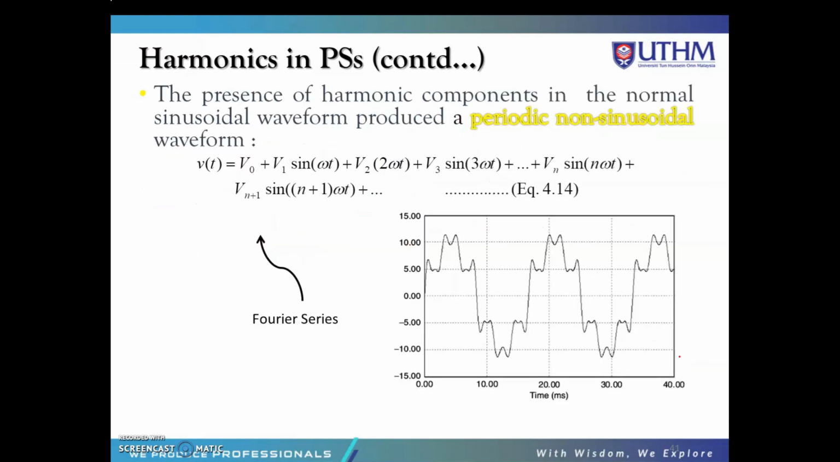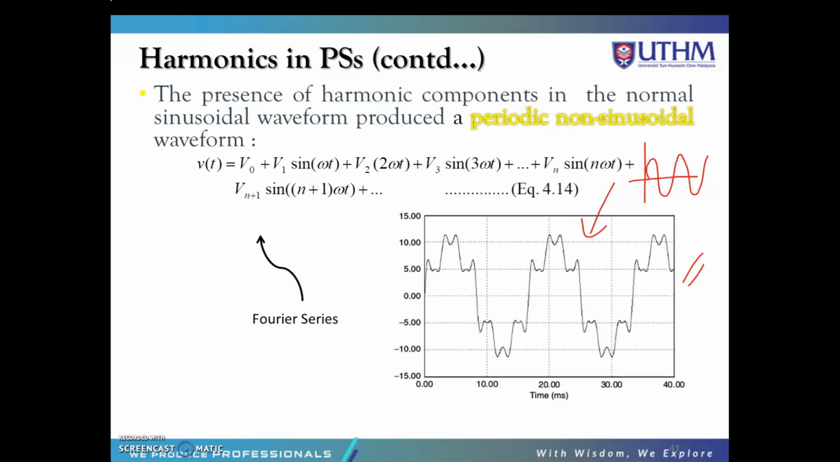The presence of harmonic components in the normal sinusoidal waveform produces a periodic non-sinusoidal waveform. You can see here, this one is a sinusoidal waveform, and this one is non-sinusoidal because of the interruption of the harmonics.